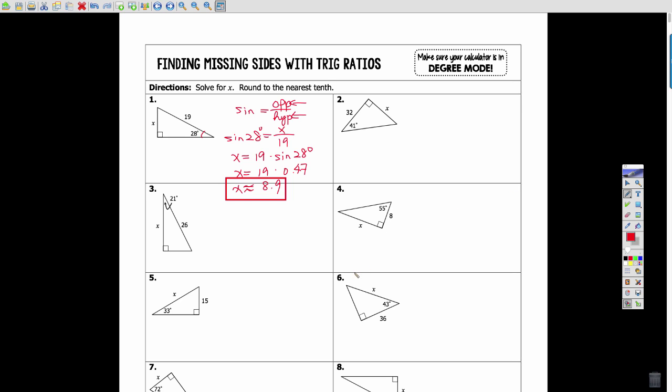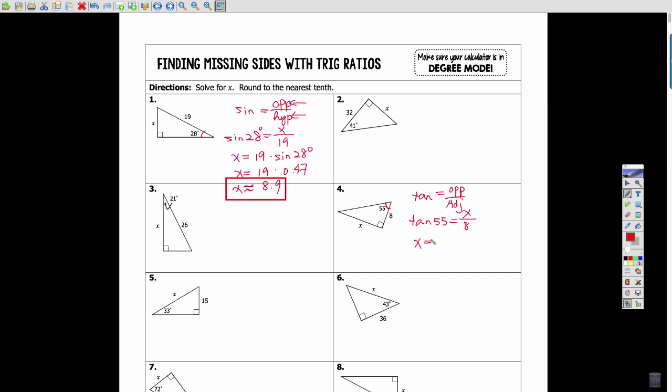Let's look at number, which one is easier? Let's look at number 4 maybe. So in this case, the angle is here. I have the opposite leg. I have the adjacent leg. The hypotenuse is not involved. Opposite and adjacent legs, that's tan. That's TOA, right? Tan equals opposite leg divided by adjacent leg. It has nothing to do with the hypotenuse. So tan 55 would equal opposite, x, over adjacent, 8.